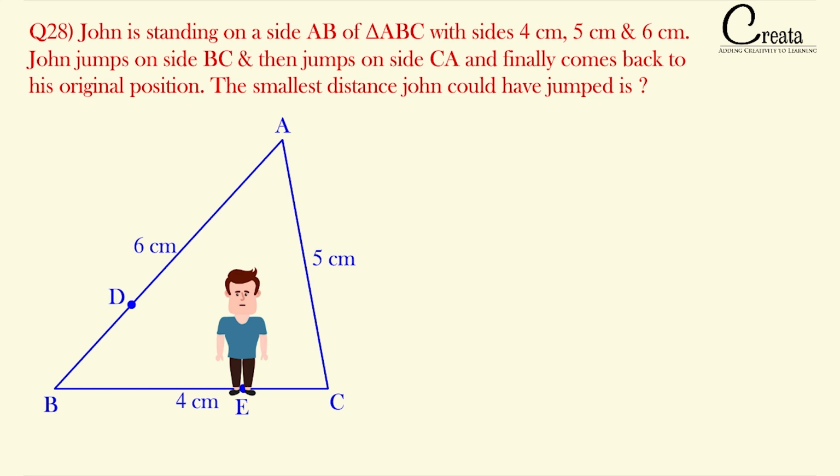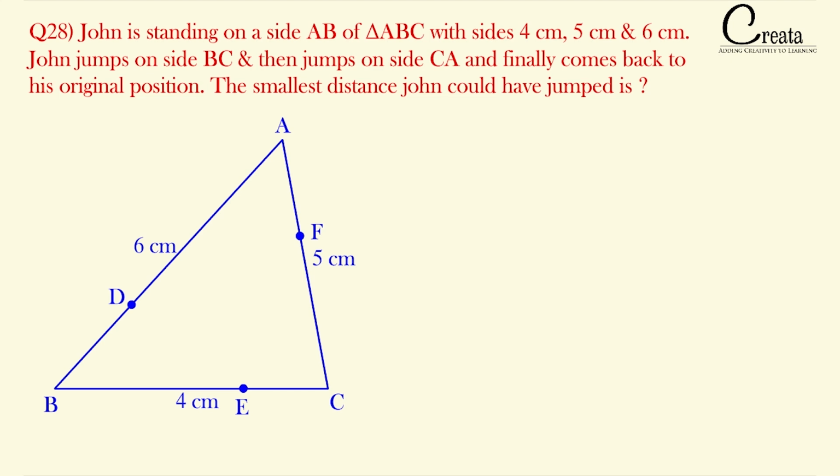Further, John jumps from the side BC to AC. Let's assume the point F on the side AC where John has jumped. Further, John has jumped from the side AC to the side AB, that is to his original position. So basically, John has traveled from the point D to E, then to point F, then to his original position, that is point D. So we have to find the smallest distance that John could have traveled.